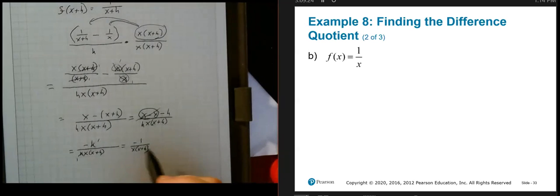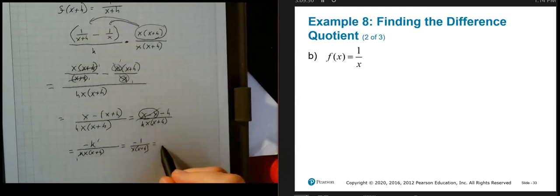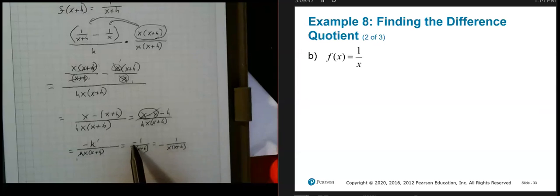Okay. Now, notice the negative sign in the numerator. We don't want that. So it's going to migrate out to the front. It's going to be the negative of 1 divided by x times x plus h. Now, there's a reason why we do this. Well, I will always do this.